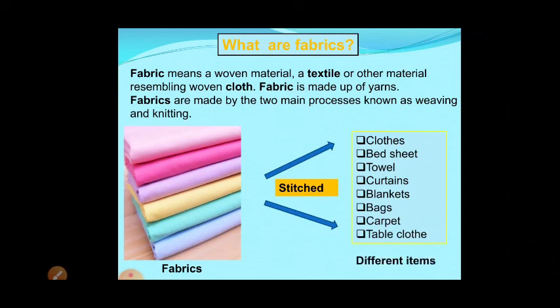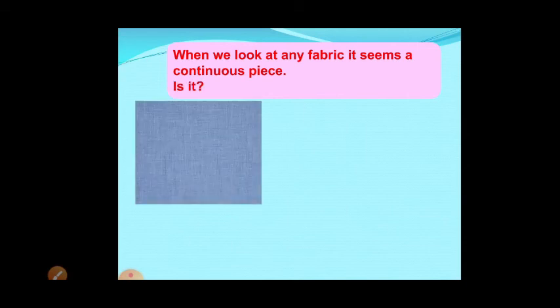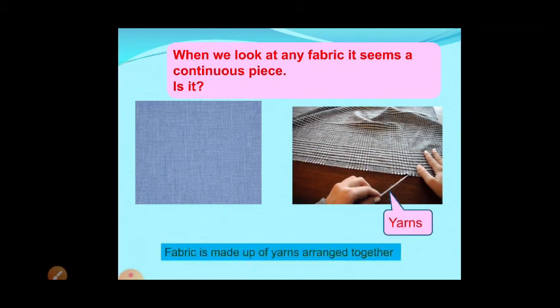Now, from where will we get fabric? When we observe a fabric, it looks like a continuous piece of cloth. Okay, but is it a continuous piece? If we observe carefully, no, it is not continuous. We can find out that small yarns arranged together, twisted together, made a fabric. So fabric is made up of yarns arranged together.